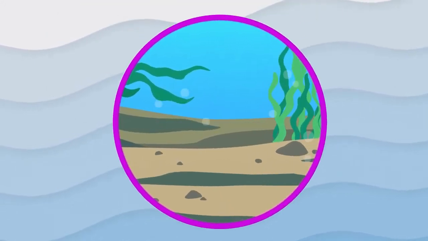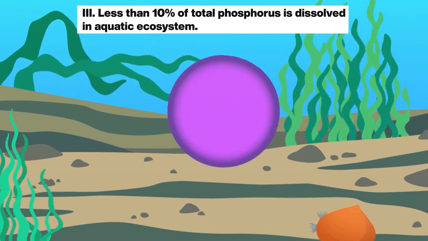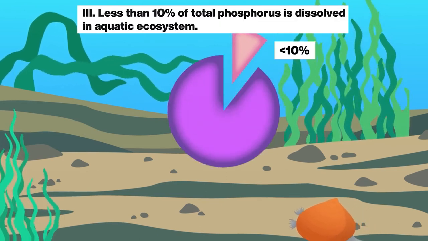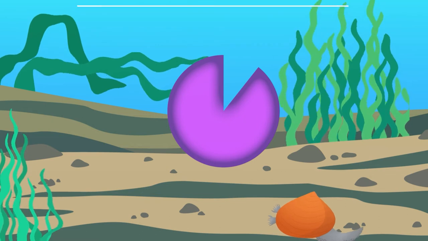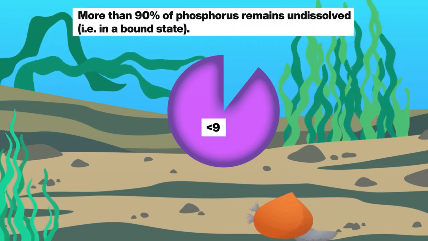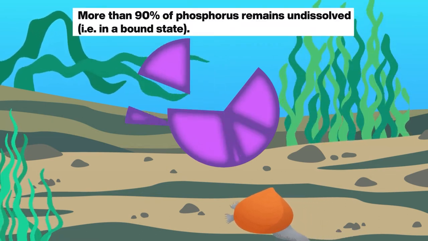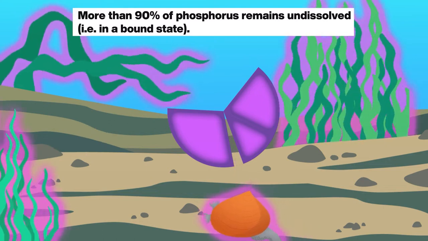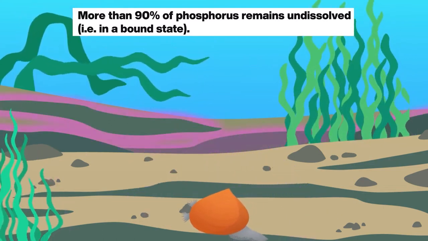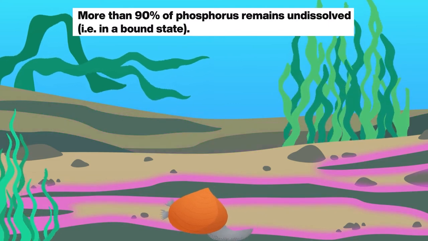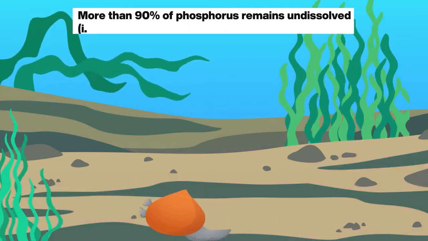Now, item 3. Less than 10% of phosphorus can be found dissolved in the hydro ecosystem. More than 90% remains in a bound state. It is part of the composition of the hydrobionts and can also be found in bottom sediments, which consist of organic detritus and insoluble phosphorus salts.